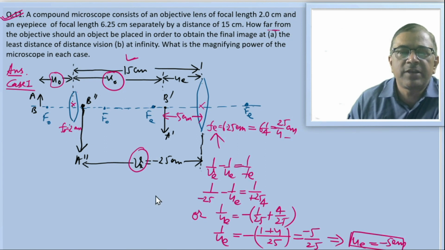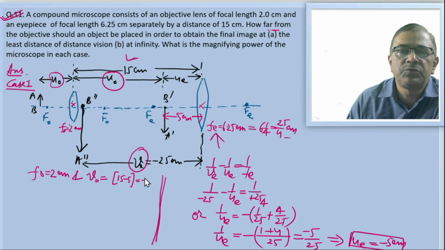So for this objective lens, now again we have two informations. Number one, FO is equals to how much? 2 centimeter, and VO is equals to 15 minus 5 equals to plus 10 centimeter. Use the lens formula. Let's see what we get: 1 by VO minus 1 by UO is equals to 1 by FO, and 1 by VO is equals to plus 10 minus 1 by UO equals to 1 by 2.